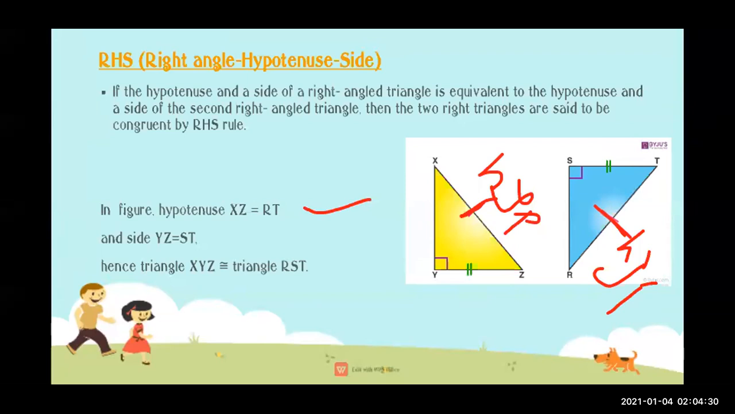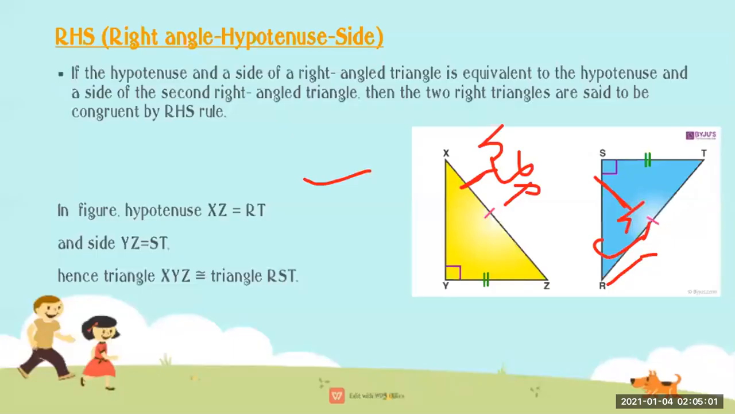So which triangle is congruent to which one? XYZ is congruent to RST. The side opposite the right angle is the hypotenuse. Hypotenuse is XZ and RT, and it is having the sides YZ and ST. So which type of test is it? It is the hypotenuse side test.